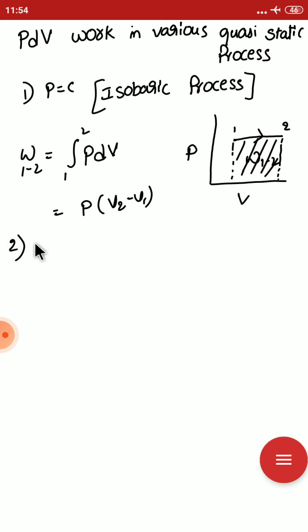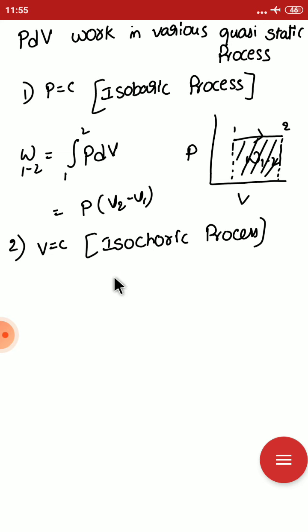The second one is the constant volume process, also called the isochoric process. On the PV plot, the volume is constant, which means it is a vertical line. It represents the 1 to 2 constant volume process.